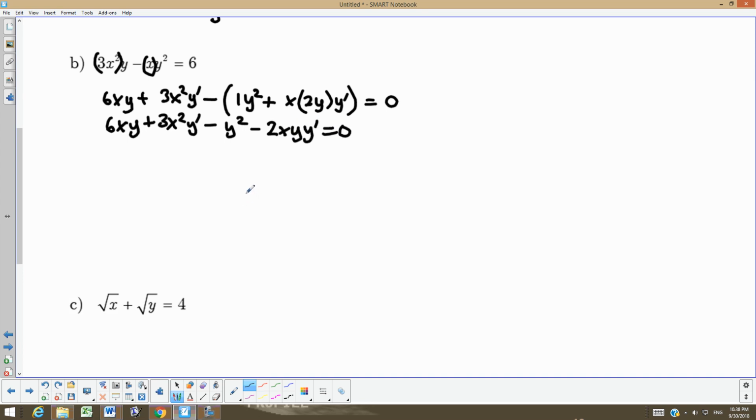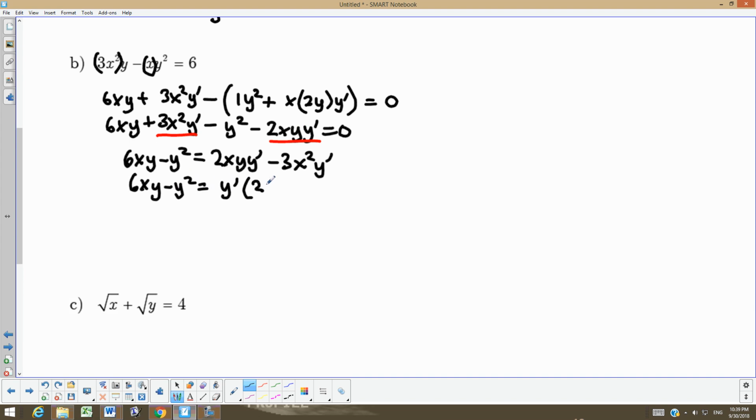Okay, I've got two terms here that have a y prime in them. So I'll move those to the other side. So I end up with 6xy minus y squared is equal to 2xy y prime minus 3x squared y prime. Okay, so everything is good there. 2xy y prime minus 3x squared y prime. Okay, so then 6xy minus y squared equals, let's factor out the y prime here. So I get 2xy minus 3x squared.